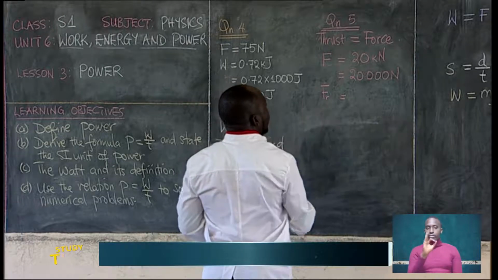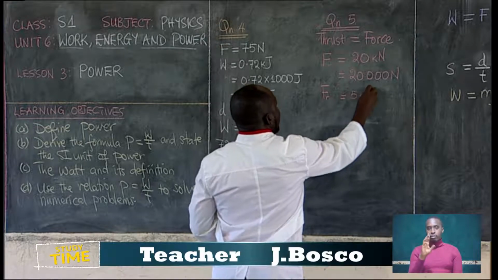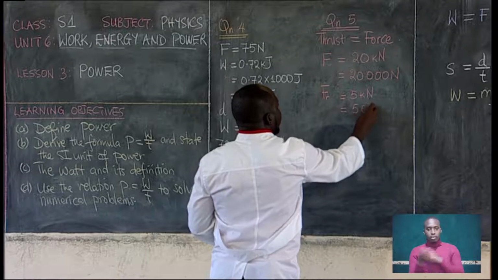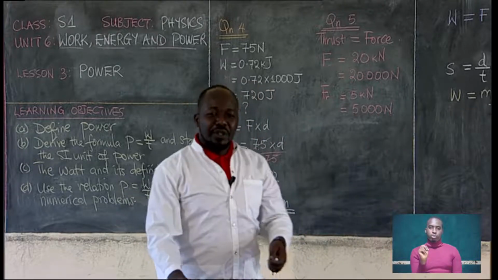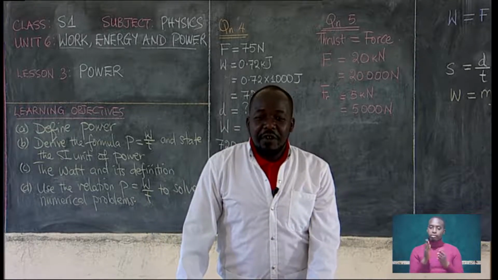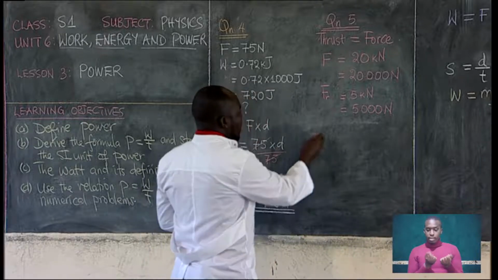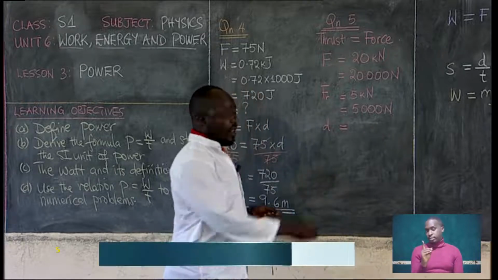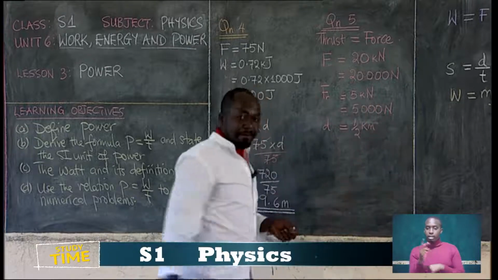Frictional force is given as 5 kilonewtons. And this is going to be 5 times 1,000, which is 5,000 newtons. Okay? Then, if the tractor moved for half a kilometer, you see, they are saying half a kilometer. Now, half a kilometer means it is distance. And so, distance is half of a kilometer.